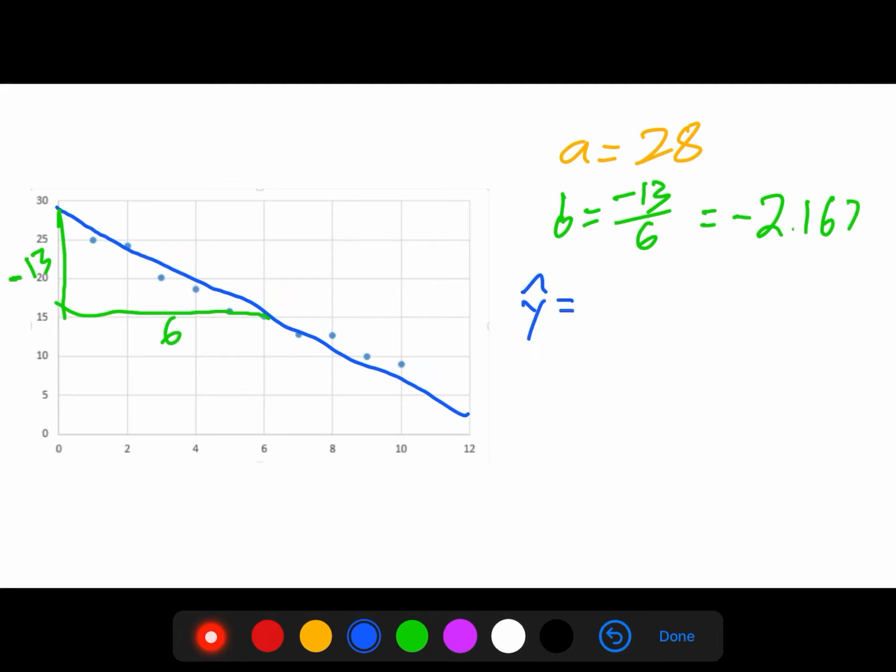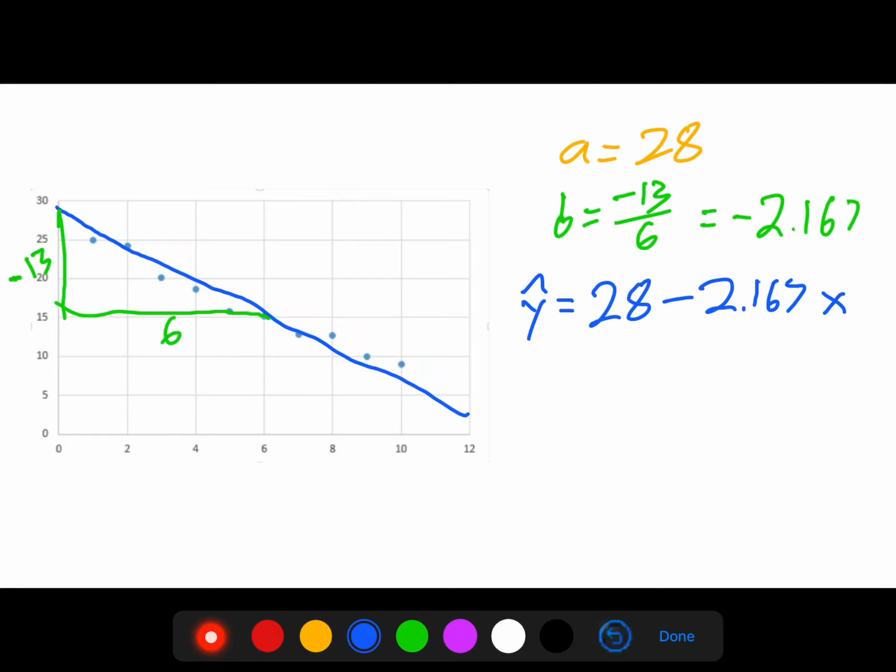Okay, so I'm ready to write my equation. My equation y hat equals 28 minus 2.167x. That's a pretty reasonable equation to come up with for this graph. Now again, if each one of us was doing this, we would have all done slightly different things. Some of you would have come up with slightly different numbers here and slightly different numbers here.